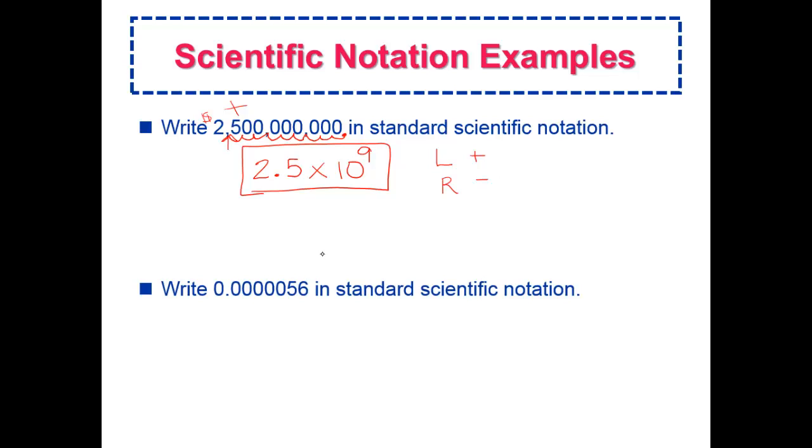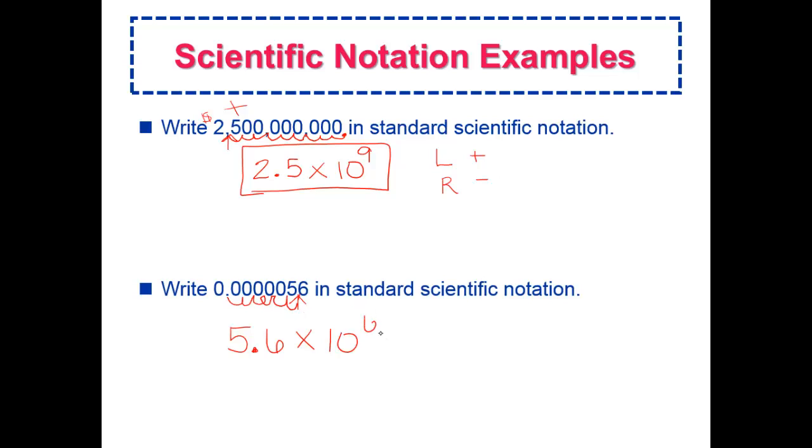Look at this one down here. Again, point, and you have all these zeros, 5, 6. I want that decimal to be right here. I want to move it in between the 5 and the 6. So you know you're going to have 5.6, and then we have times 10, and I need to move this decimal 1, 2, 3, 4, 5, 6. So I'm going to move it 6 places.